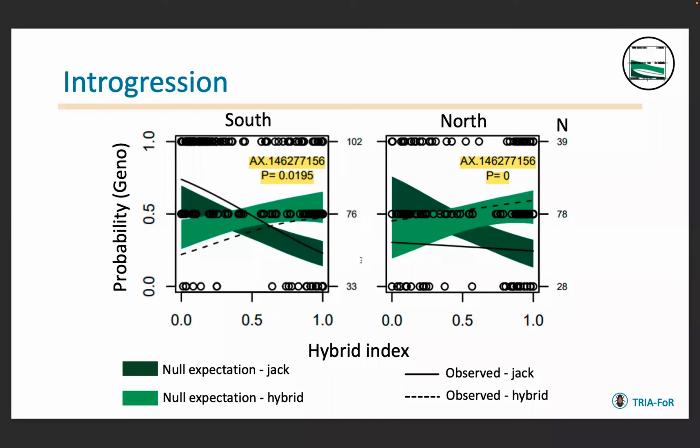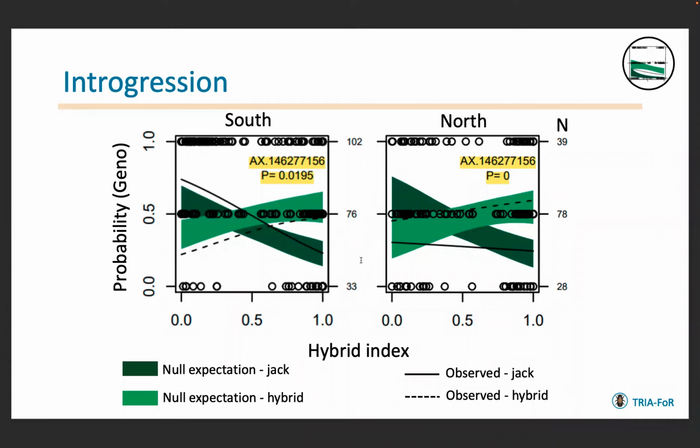And then we have the southern cline and the northern cline. And on the other y-axis, we have the number of observed individuals with those particular genotypes. And so I've pulled one of the markers that was significant in the north and the south. And when I say significant, there is a null expectation of what you would expect for introgression based on the parental allele frequencies. And this is in those dark green color blocks.